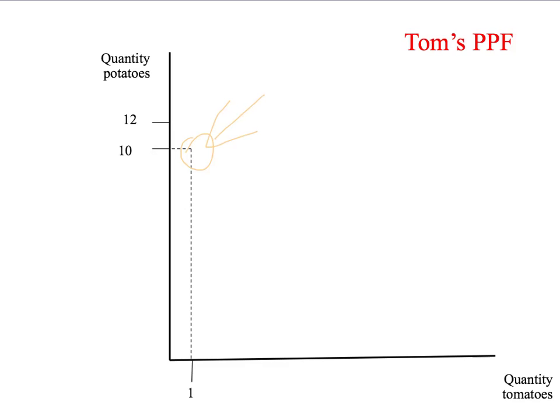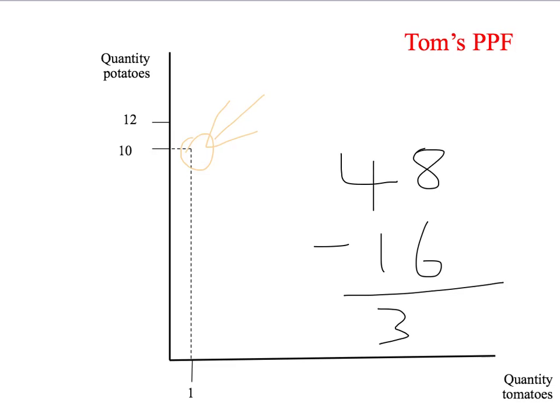Well, what else could Tom produce? Well, Tom might want to produce 2 kilograms of tomatoes. But if he produces 2 kilograms of tomatoes, that takes him 16 hours. And that means that he has 48 minus 16 hours worth of time left to produce potatoes. So he's got 32 hours. In his 32 hours for potatoes, he can produce, well, 32 divided by 4, that's 8 kilograms of potatoes.